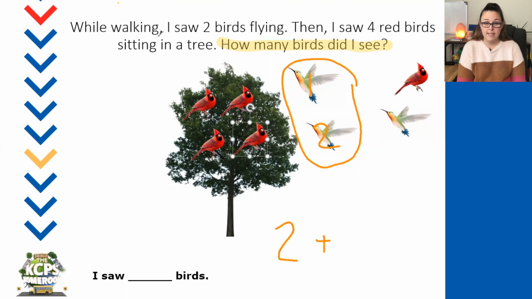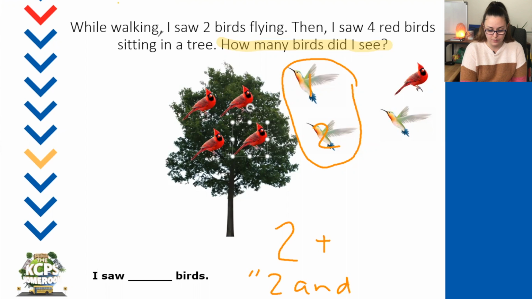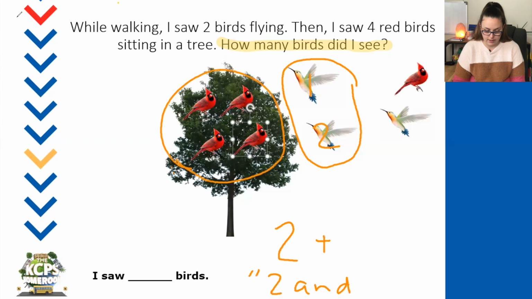So when we're saying this out loud, we're going to say 2 and we'll fill that out as we keep going. Are you ready for the next part? So the next part says, then I saw four red birds sitting in a tree. So we can think about the problem or we can count this group of red birds sitting in the tree. And we know that there are four red birds in the tree. And if you don't remember that from the problem, you can count them. So I have four red birds sitting in the tree.